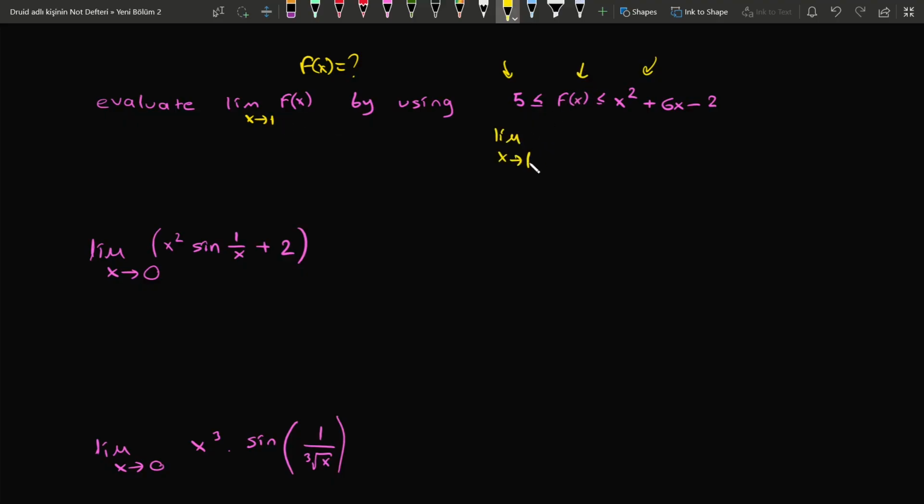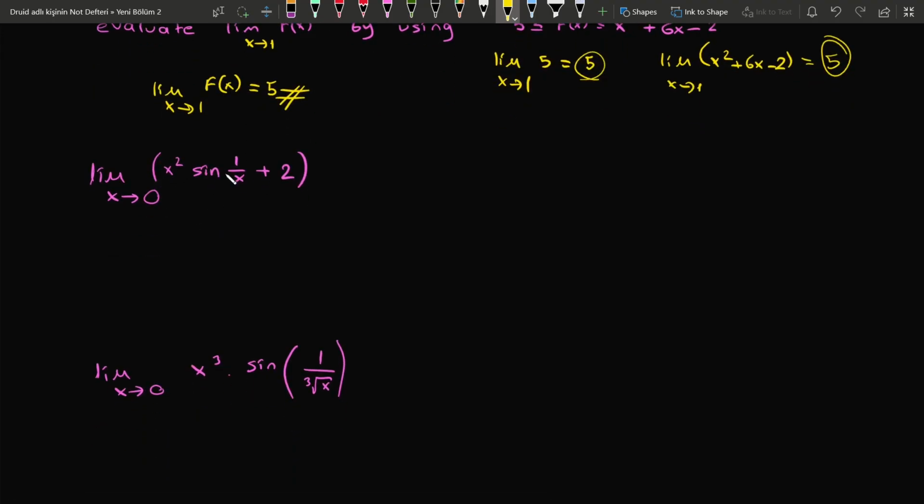Limit of 5 as x approaches 1 is 5, obviously. And let's try the same for here. 1 squared is 1, plus 6 is 7, minus 2 is 5. We can clearly see that both sides gave us 5. So therefore, without knowing what the function is, we can say the limit of f(x) as x approaches 1 is equal to 5 as well.